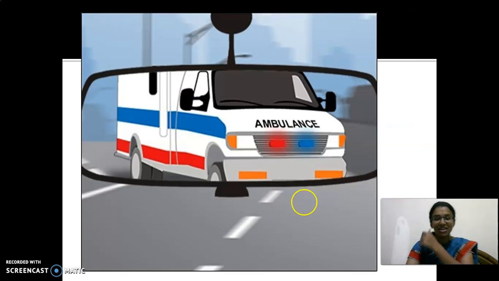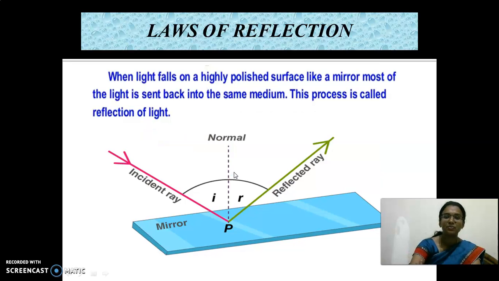Okay, look here, children. While you are seeing this reversed word through a mirror, you are able to see it in the correct form. So this is helpful for us to leave way for the ambulance. Clear, children? Now you have checked whether your answers are correct or wrong. Very good. The next topic we are going to see today is laws of reflection.